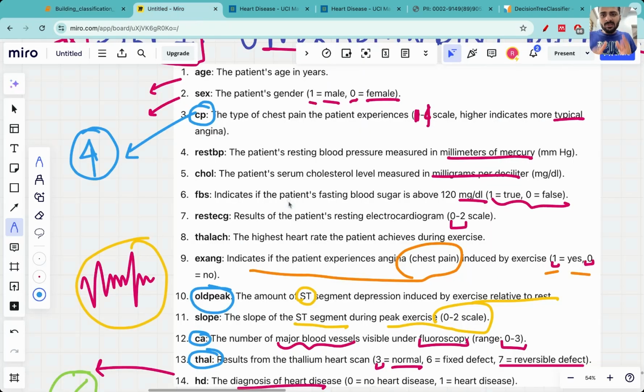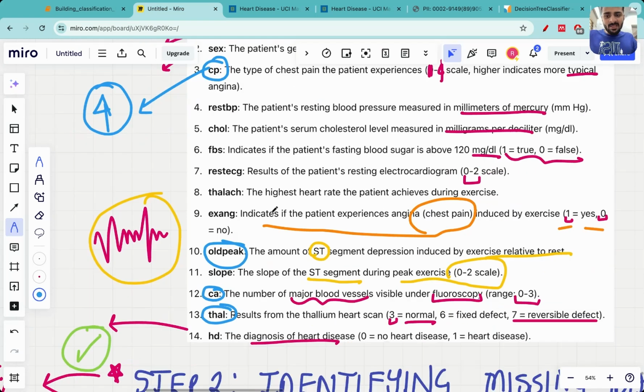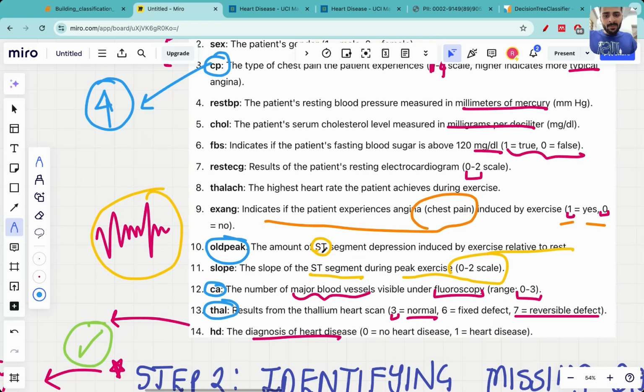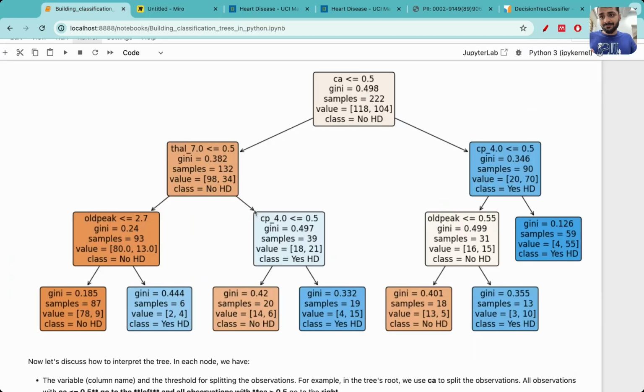So now, based on this decision tree analysis, I have a much better understanding of the problem than I had before. I know that the type of chest pain the patient experiences is important. The old peak, which is the amount of ST segment depression in the electrocardiograph, is important. The number of blood vessels which are visible under fluoroscopy is very important. And finally, the results of the thallium heart scan are very, very important.